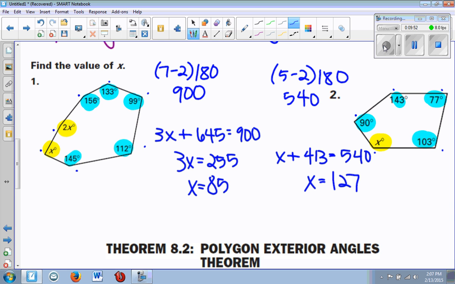So in each of these problems, name of the game, figure out what all the angles should add up to, write an equation, adding all those angles equals the sum, solve for x.